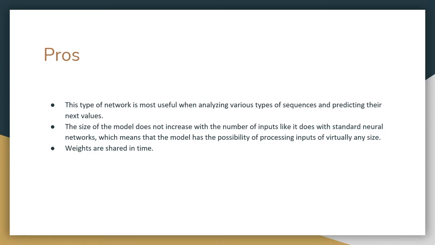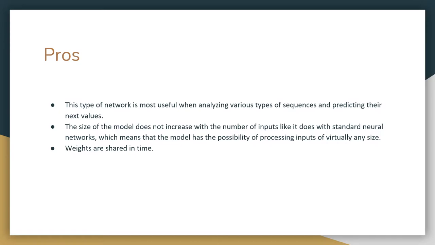The size of the model does not increase with the number of inputs like it does with a standard neural network. That means the model will be more efficient with larger and larger data sets, with more and more values. It's pretty straightforward. You always want efficiency in your models; that's always a goal to strive for. And weights are shared in time.